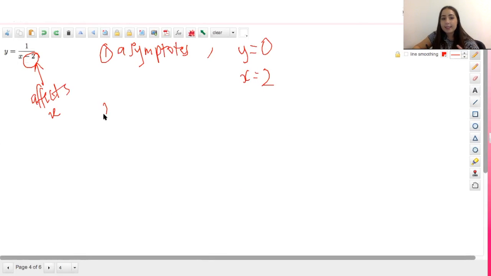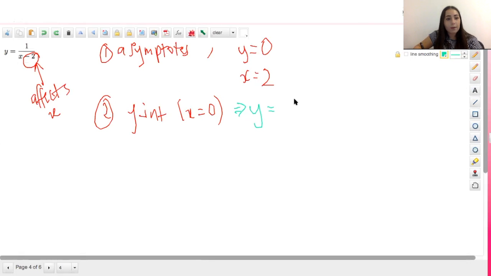Next thing we're going to consider is the intercepts, x or y intercepts. So for the y-intercept, x equals 0. So I get y equals 1 over 0 minus 2. I get 1 over -2. So the y-intercept is -0.5. And as for the x-intercept, there is none. It doesn't exist.